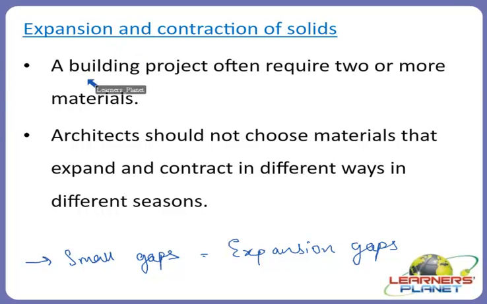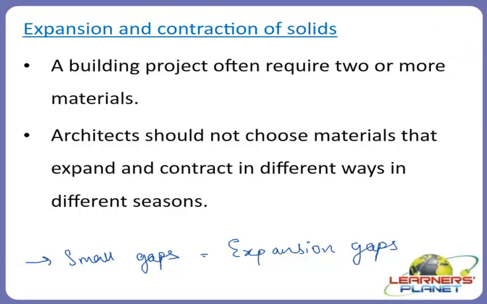So we can say that a building project often requires two or more materials. So architects should not choose materials that expand and contract in different ways in different seasons. They should keep in mind what material is to be used, because one material might expand faster than another material. And if this happens, there could be damage to the structure.